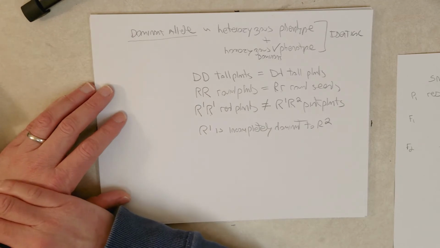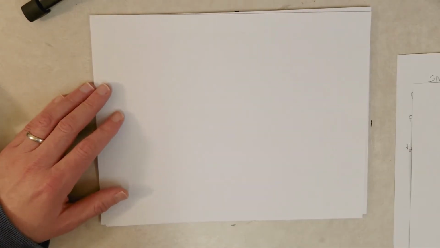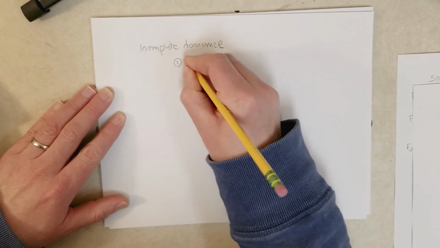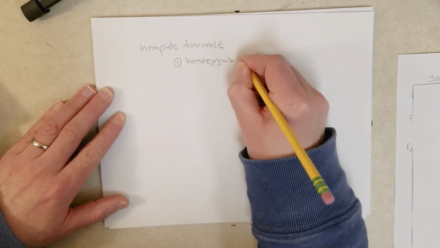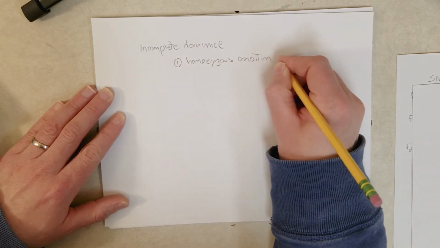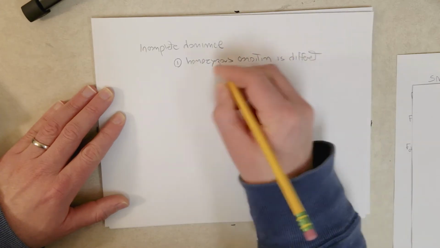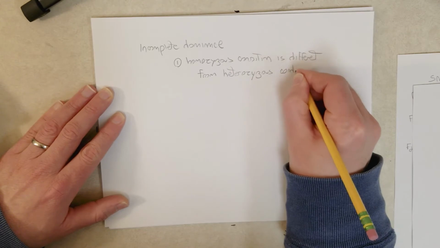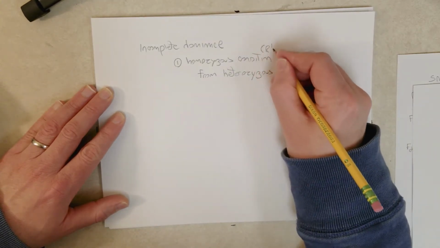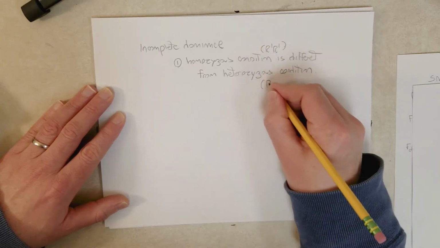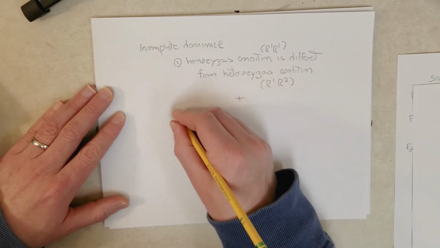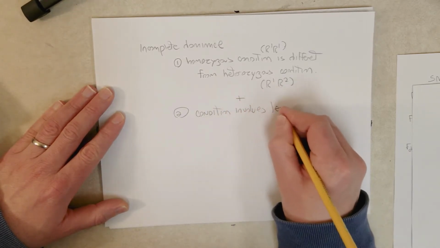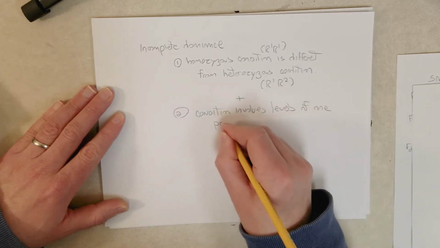We have to add one caveat to that. So incomplete dominance: the homozygous condition is different from the heterozygous condition, and our example is R1R1 is different from R1R2, and the condition involves levels of one product.